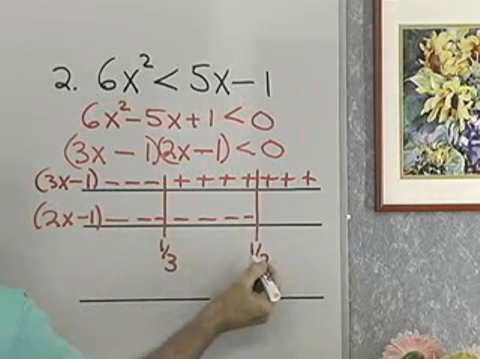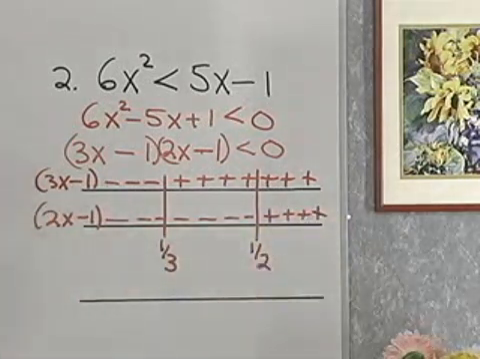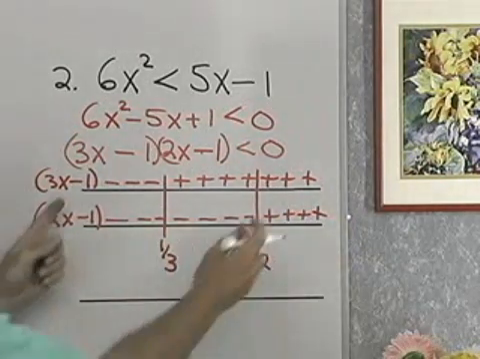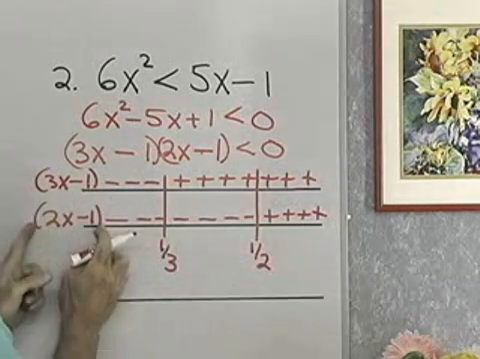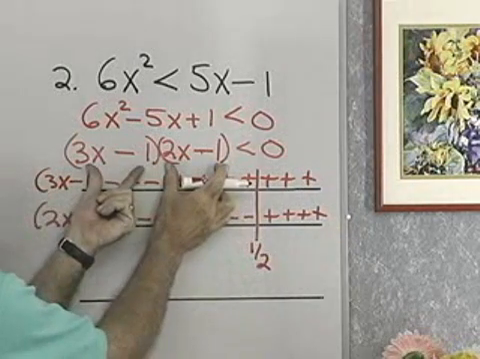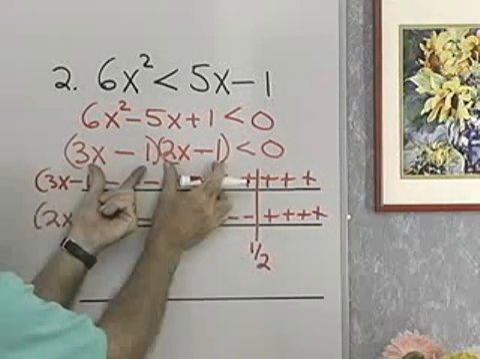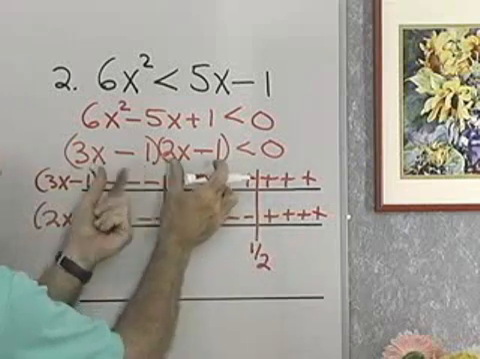And for numbers greater than 1/2, 2x minus 1 will be positive. So here I have the signs, positive and negative, of my two factors all along the real number line. I look back to my original inequality, and I see I want the product of these two factors to be less than 0. So I want this product to be negative.